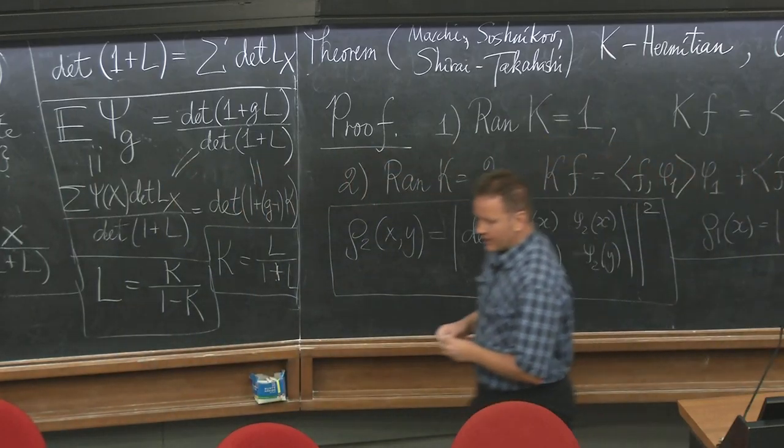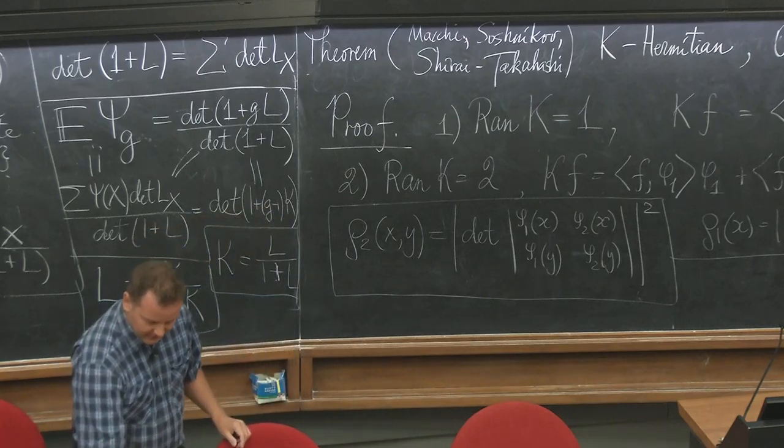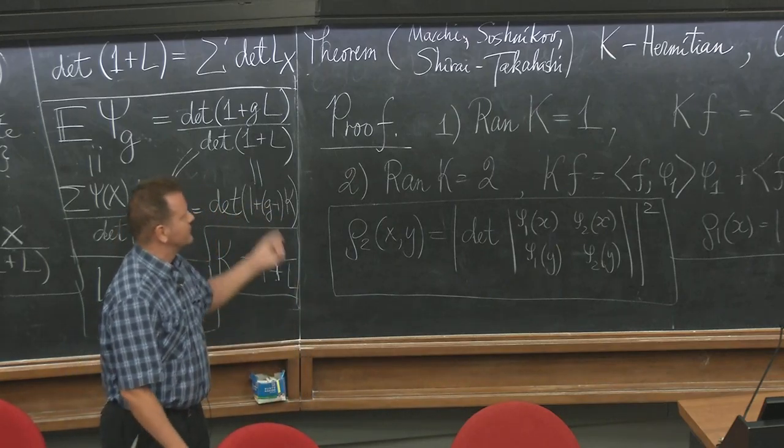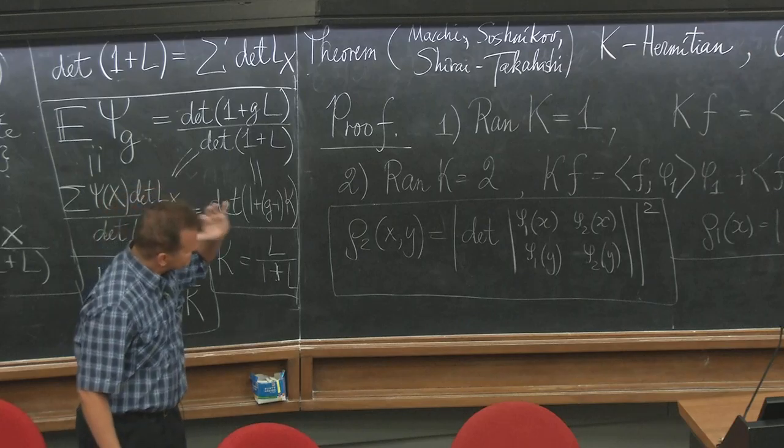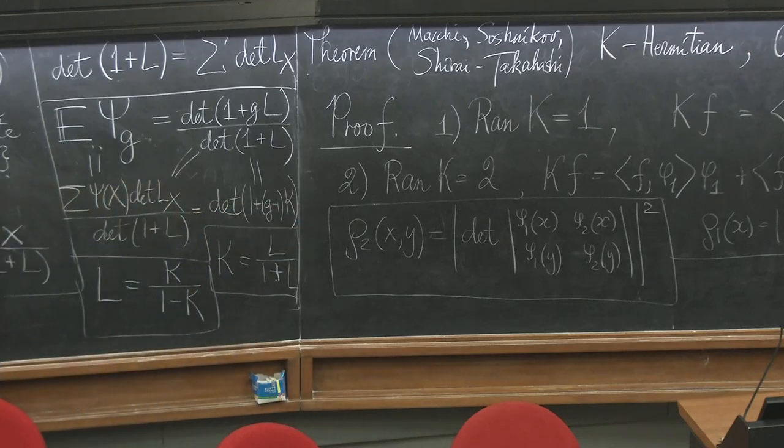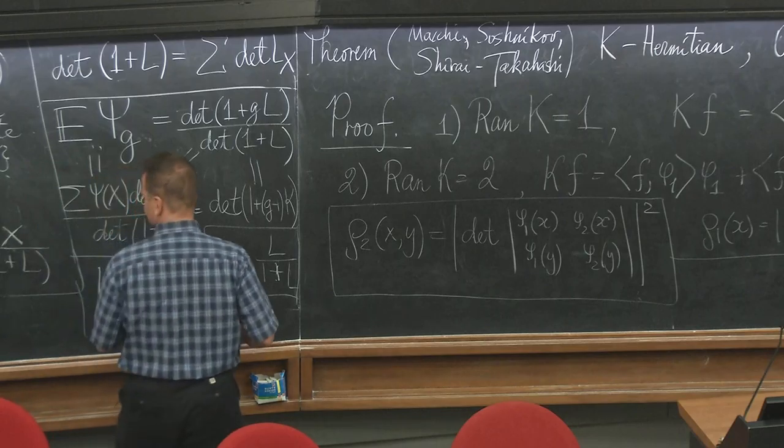OK, very good. So now that we have proved the existence of determinantal point processes, I would like to formulate a very simple proposition, but which will be quite important for what follows. A very simple proposition about the behavior of a determinantal point process when multiplied by a multiplicative functional.